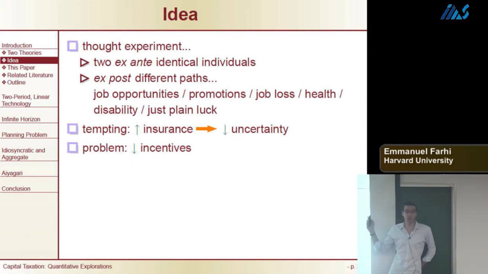Right. So the inverse Euler equation has nothing to do with heterogeneity and all to do with uncertainty. So it's really about social insurance and not about redistribution. And that's a bit why in Atkinson-Stiglitz you don't have capital taxes. And when you go to a setting where you allow for recurring uncertainty, you get that. Okay, so it's important to realize it's really about social insurance.